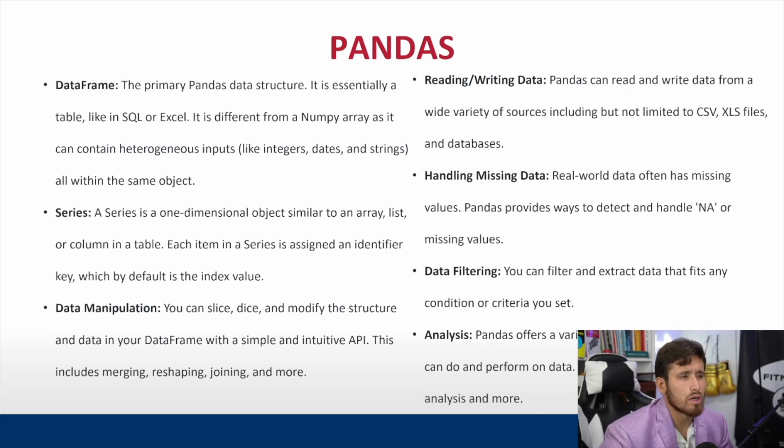Next, inside of Pandas, we're going to be talking about data manipulation. This is where you can slice and dice your data, merge tables together, reshape your data, and a lot more things. You can also read and write data inside of Pandas. Again, you're able to take data from databases, CSV files, Excel files, etc. You can handle missing data. For example, if you have missing data inside of your Python notebook, you can use a way to replace NA values or blank values. You can filter your data within the Pandas library inside of Python, and you can also do some analysis on your data.